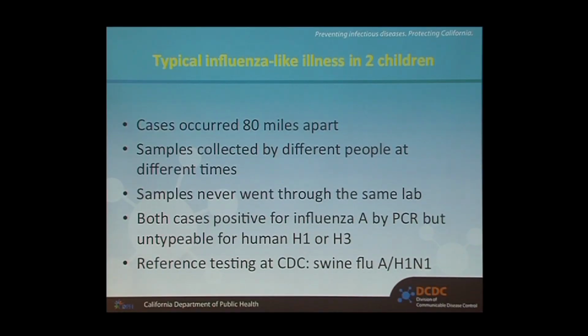flu. So when you have 2 cases in a short time frame, as a public health person, you start to worry. Especially if there's no common exposure like a pig who may have transmitted the flu to these children. So the first thing we did before getting too worried was just, okay, let's take a deep breath. These cases occurred 80 miles apart. Was there possible lab contamination? No, they were collected by different people at different times.